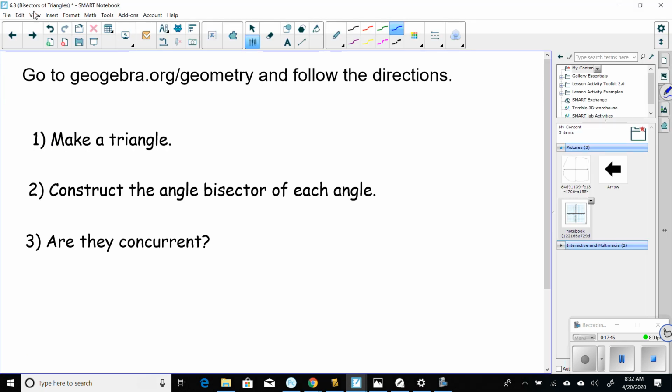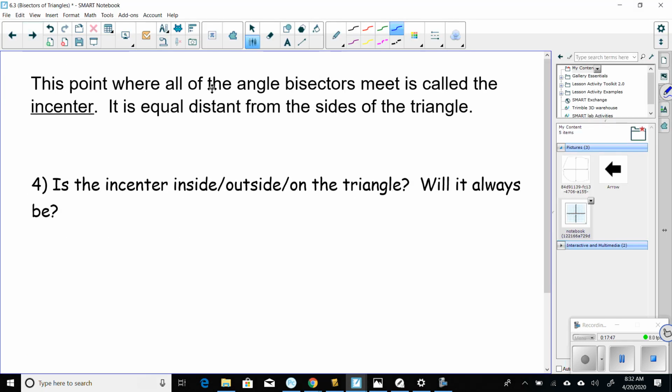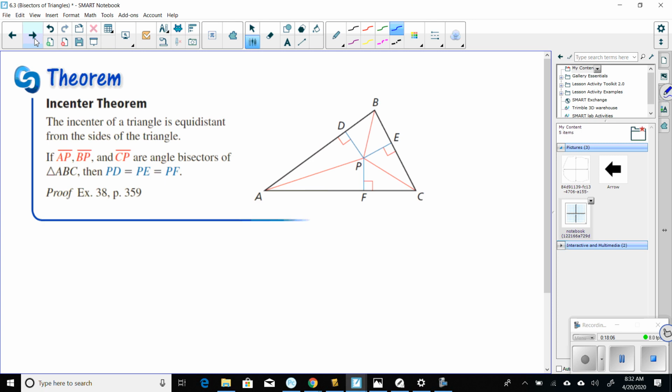The point where all the angle bisectors meet is called the incenter. It's equal distance from all the sides. So you can draw a circle that's inscribed inside of the triangle. Is the incenter always inside or outside of the triangle? It's always on the inside, no matter where you move it. That's where the angle bisectors will always cross.